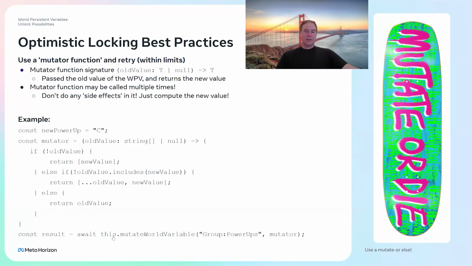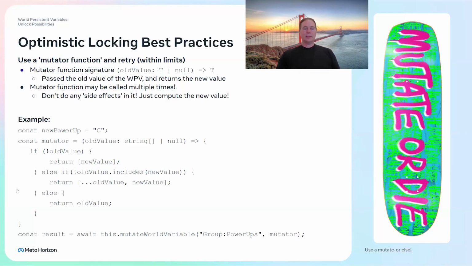And then you would use it like this: you'd call some function that we're going to talk about on the next screen, the mutate world variable function. It says, this is the variable I want to update, and here is the mutator function I'm providing that should be called one or potentially many times, to try to get the current WPV value updated with my desired changes.